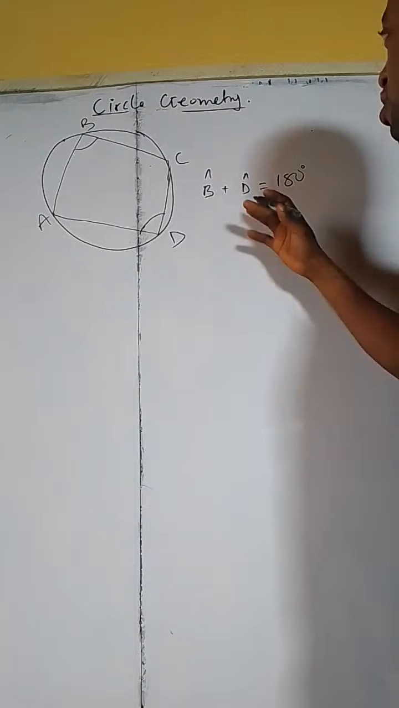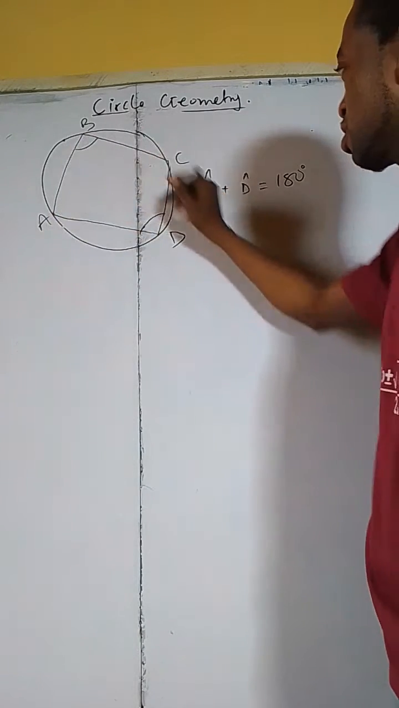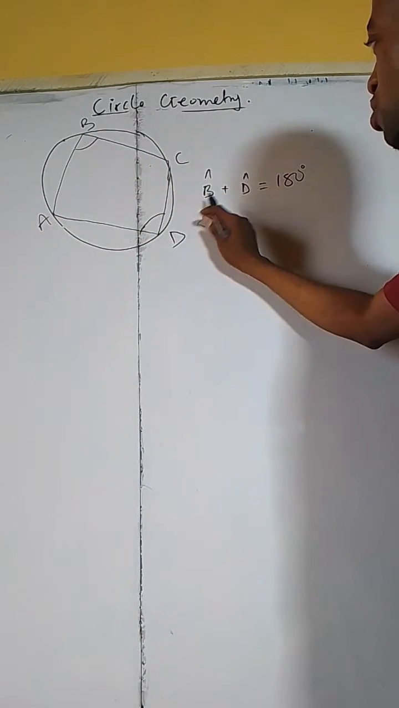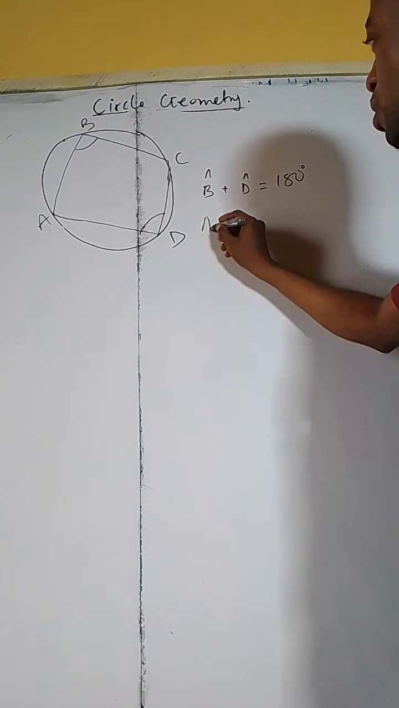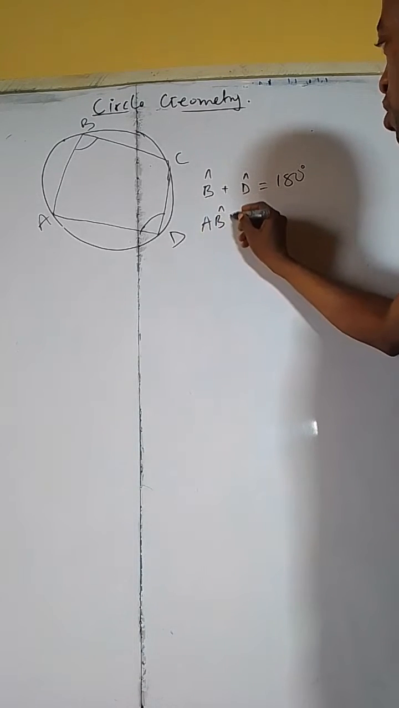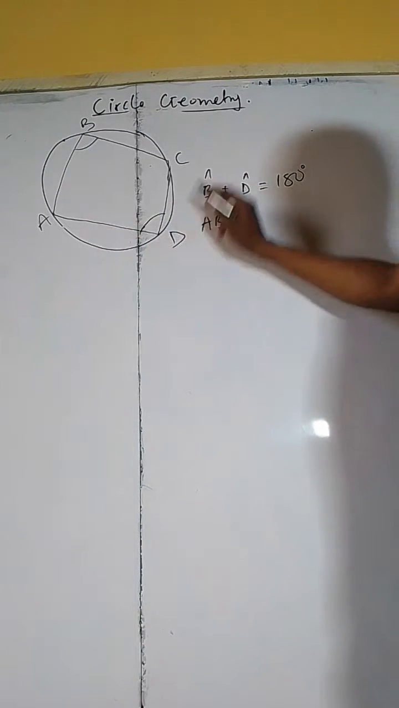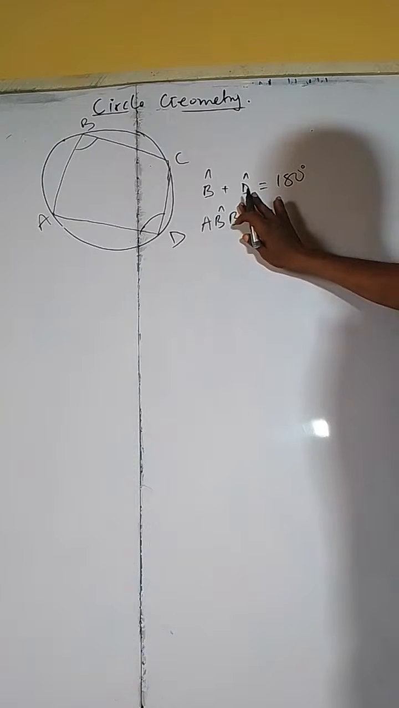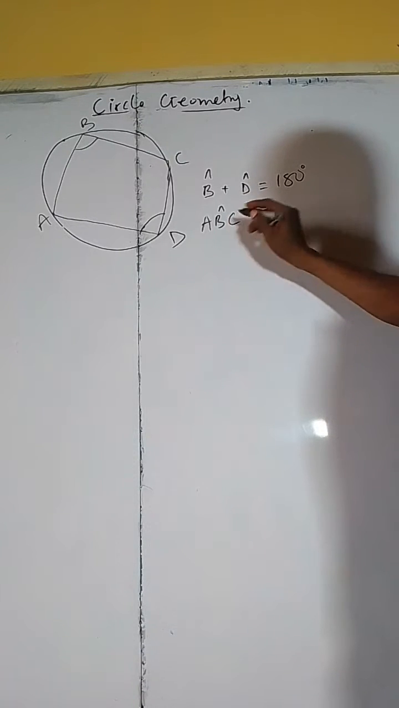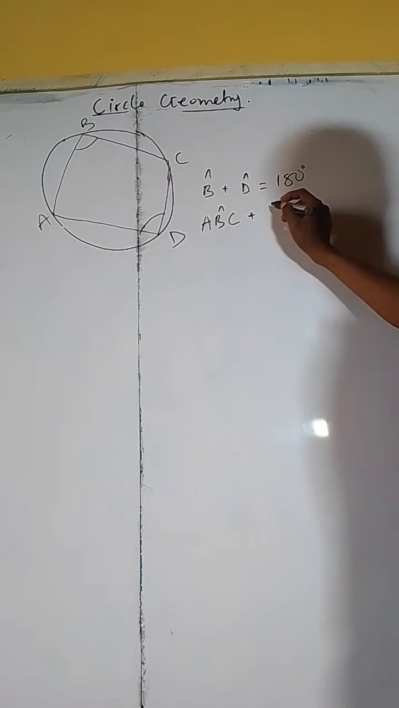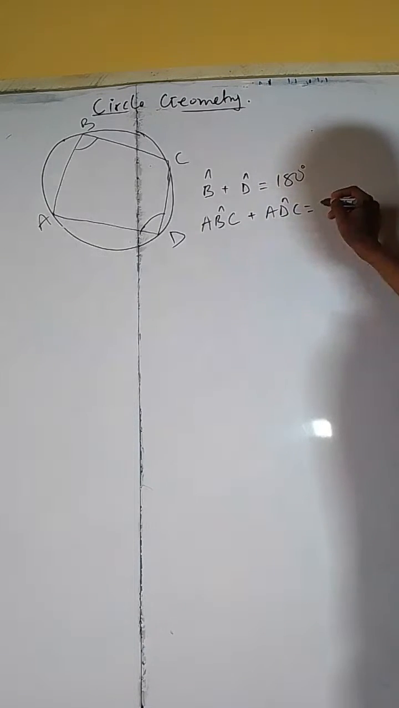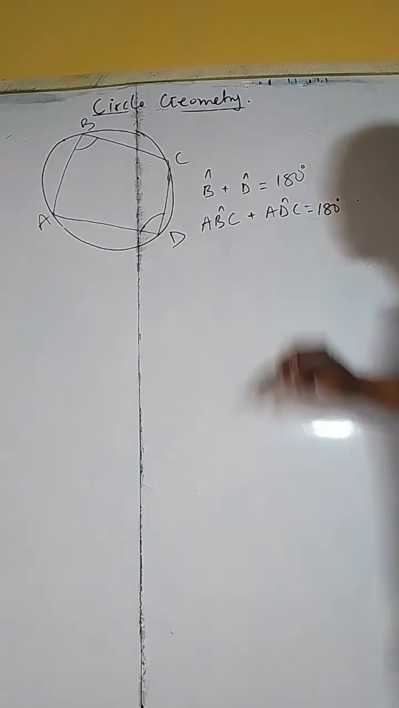And when you use 3 letters to label the angle, it's preferable for us to use 3 letters, with a cap on top of the letter in the middle. So we can say angle ABC plus angle ADC is equal to 180 degrees. So that's what the theorem is saying.